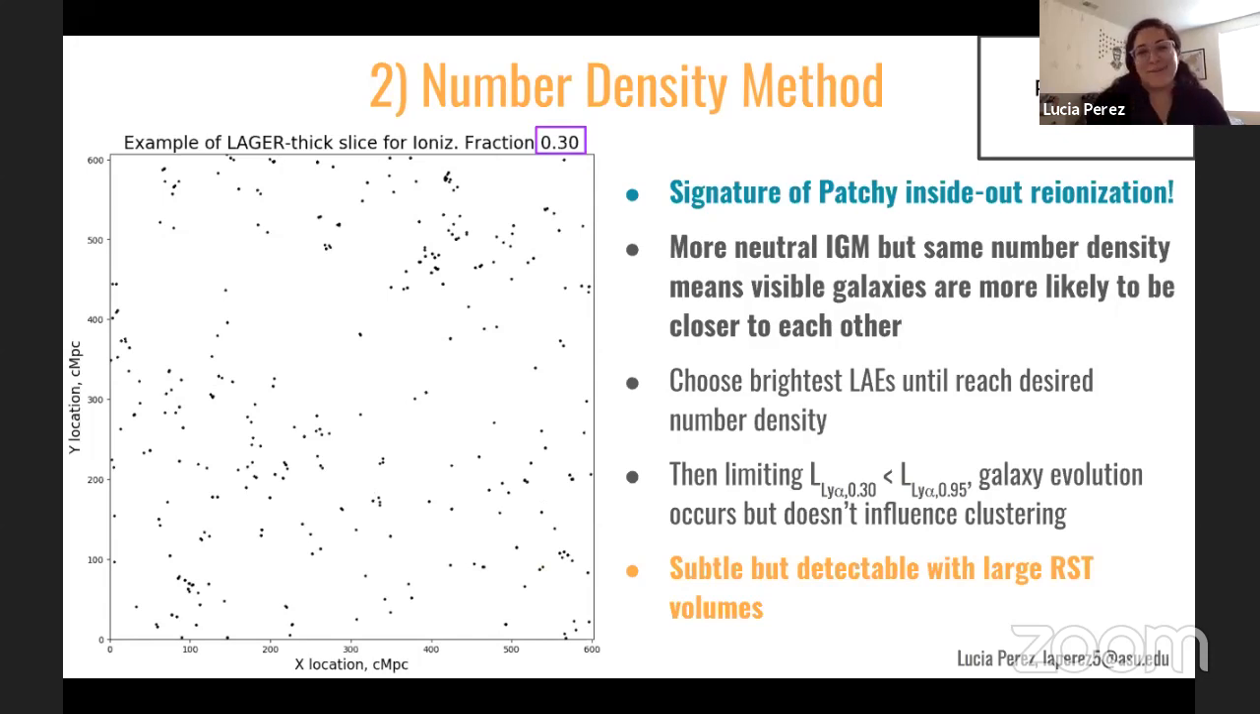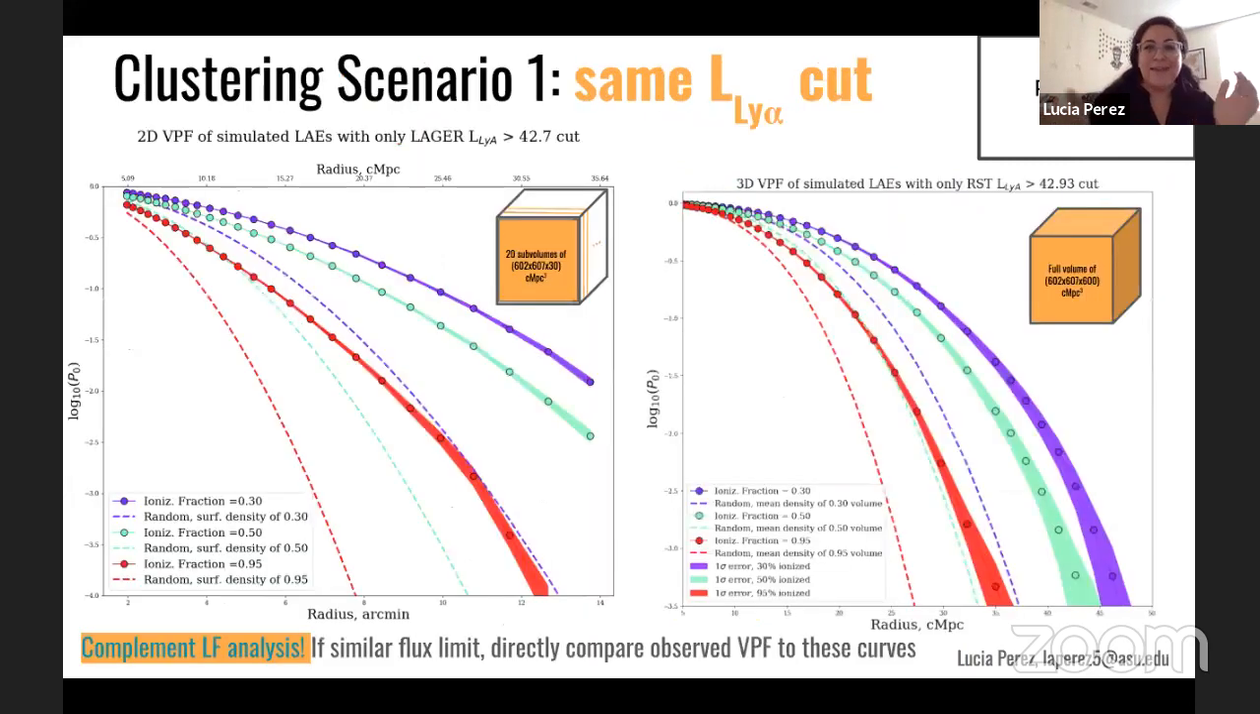And I'm going to say that if we're ambitious, Roman Space Telescope will clearly be able to tell the 2 ionization fractions apart and give a completely different constraint for reionization. So let's do the measurements on these simulations.